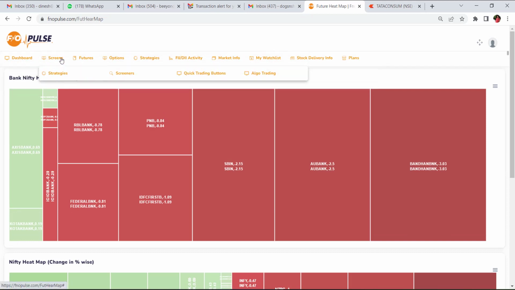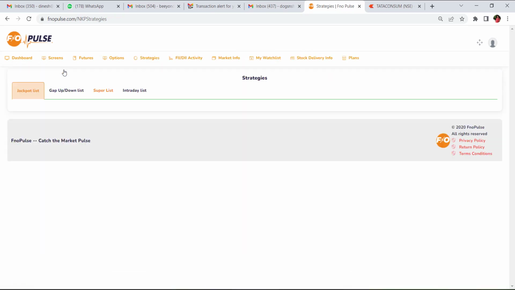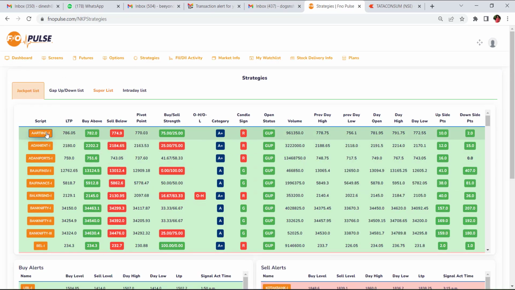Next is the screens strategy. This is very important for intraday trading. The stocks mentioned here are futures stocks. By this you can trade Nifty futures and equity stocks and also options. By this you can understand the market. Here the buy levels are given and also the sell levels are given.